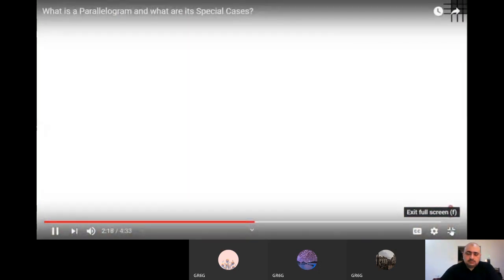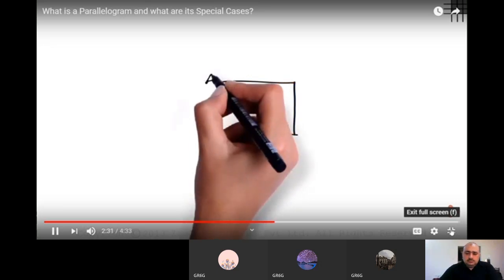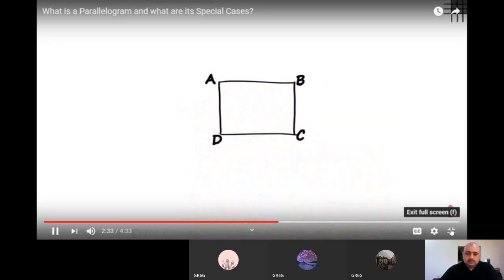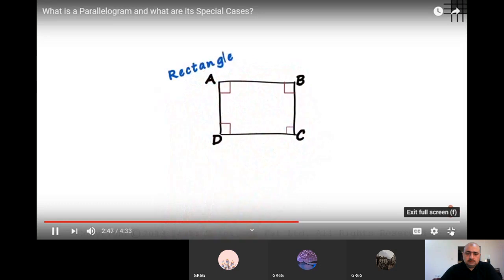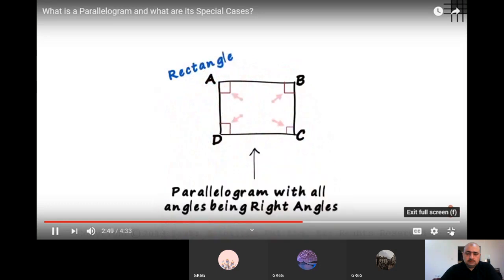There is another special case of a parallelogram. Let me draw it on a new page. Remember, the opposite sides have to be parallel. It is a quadrilateral drawn like this. The opposite sides of this quadrilateral are parallel, so it is a parallelogram. Let's name the quadrilateral ABCD. Why is it special? All the angles in the quadrilateral are right angles. This special case of parallelogram is called a rectangle. This is how a rectangle can be defined. It is a parallelogram with all angles being right angles.